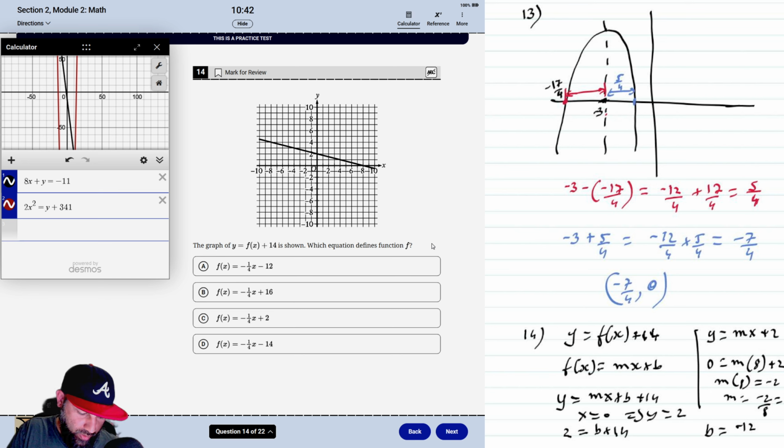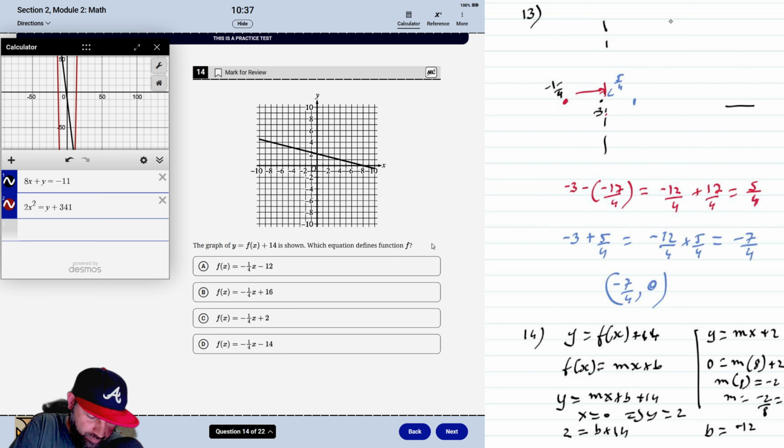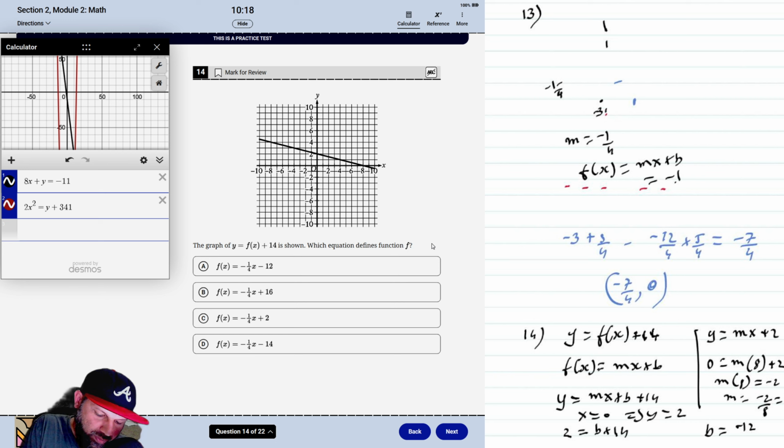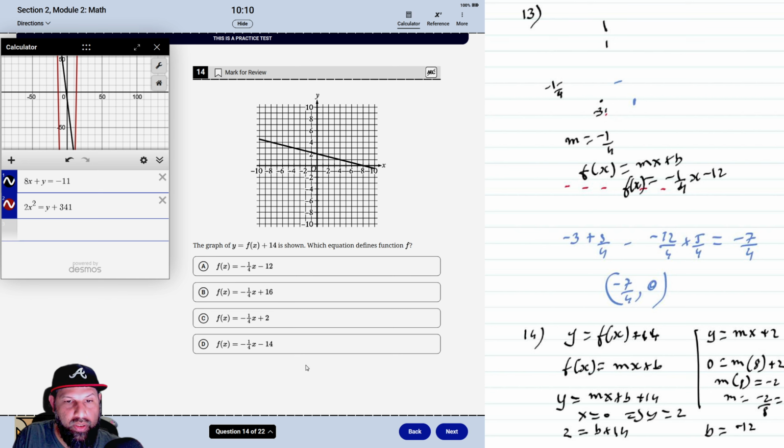You cannot see that, so I will erase the top, and you can see that m is going to be equal to -1/4, and f of x was mx plus b, which is going to be equal to -1/4 x minus 12. That's going to be f of x. And so the answer is going to be A.